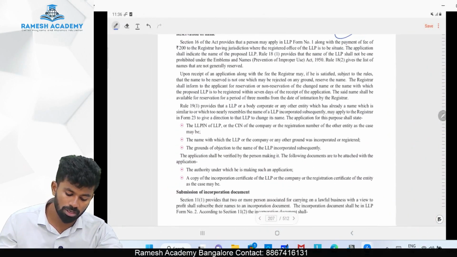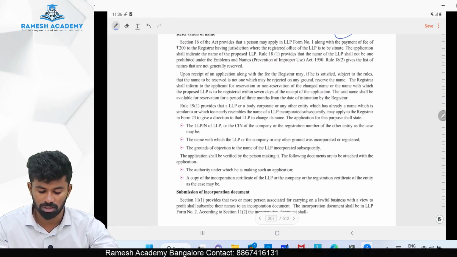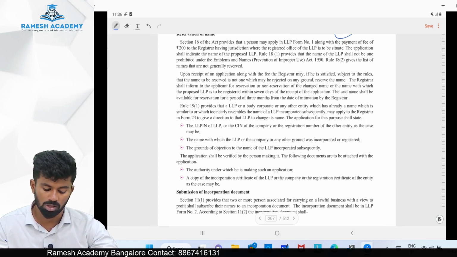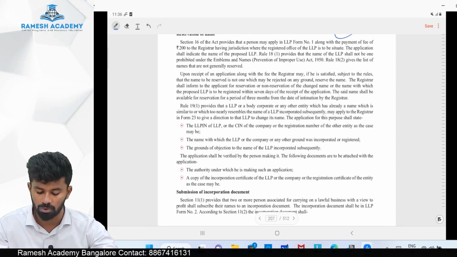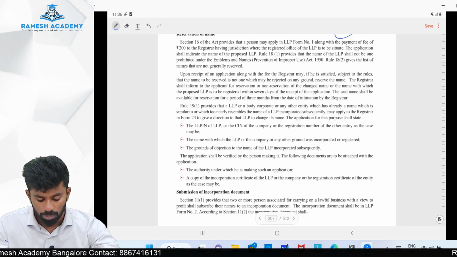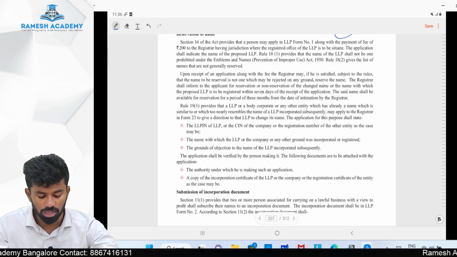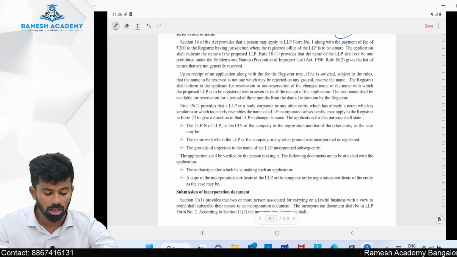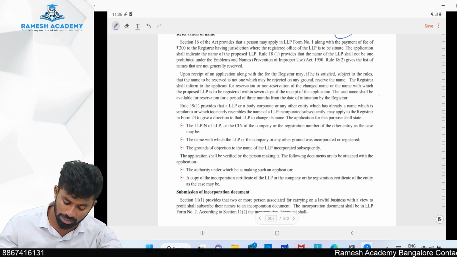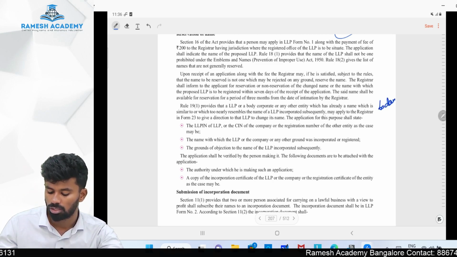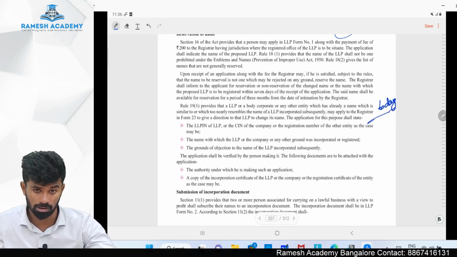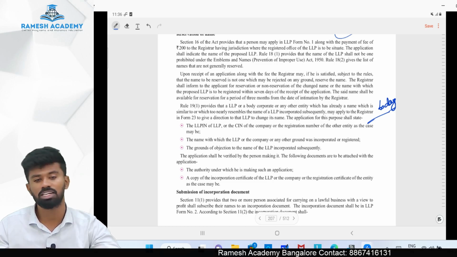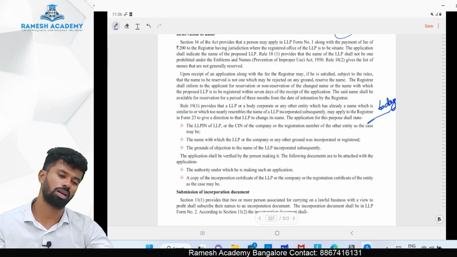Upon the receipt of the application with the fee, the registrar may, if satisfied, subject to the rules, reserve the name, or it may be rejected on any ground. The registrar shall inform the applicant of the reservation or non-reservation of the name, and the name is reserved for how many days? 60 days. The name is reserved in case of an LLP for how many days? 60 days, within which you should incorporate your LLP.